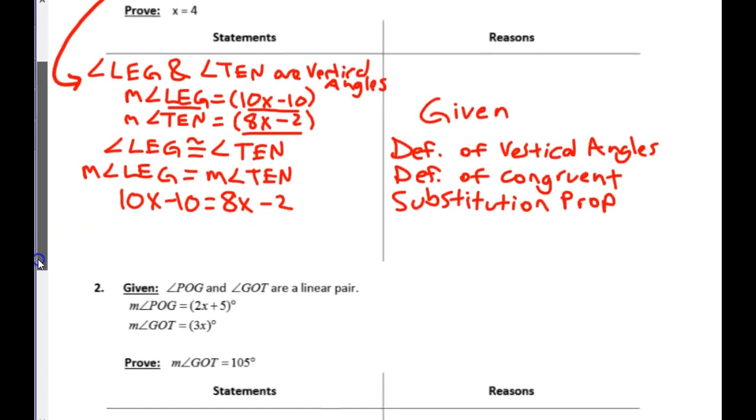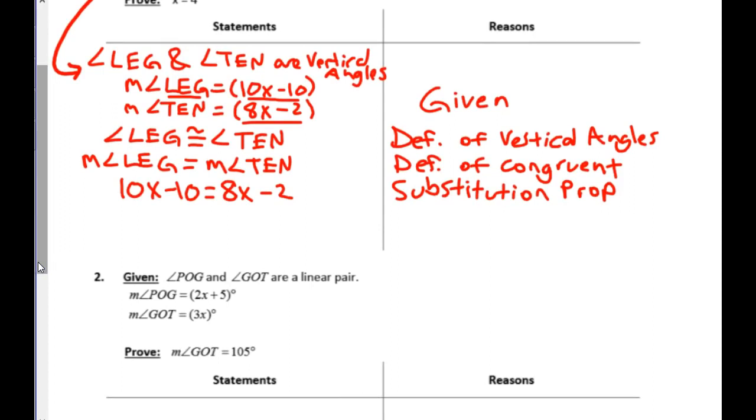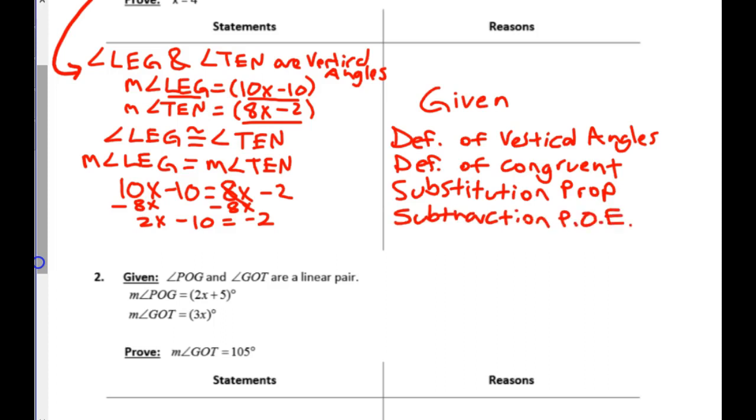We might run out of room here. X is on both sides, we get rid of an x. We just did subtraction property. We get rid of the minus 10 by doing the opposite. We add 10 to both sides. By addition property.